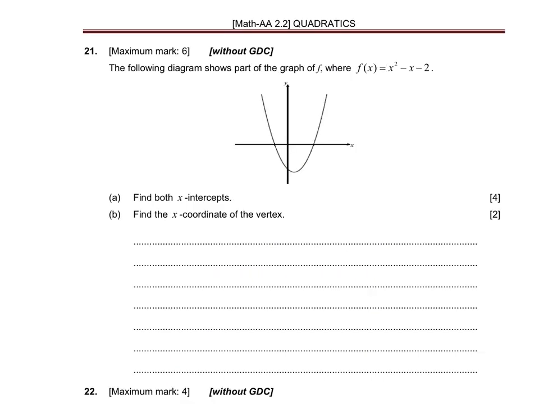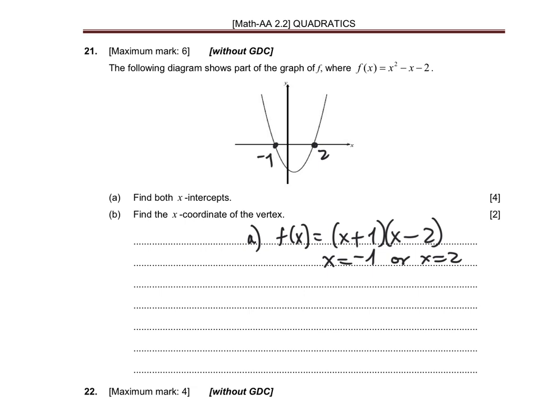So for 21, the following diagram shows part of the graph. f of x is that. Find both x-intercepts. So for a, we're going to have to factor. So x, 2, 1. We need a negative 2, positive 1 to multiply to negative 2 and add to the negative 1x in the middle. So that means the x-intercepts are negative 1 and positive 2. And find the x-coordinate of the vertex, so we have to find the middle of the x-intercepts. So that's going to be at 1/2.